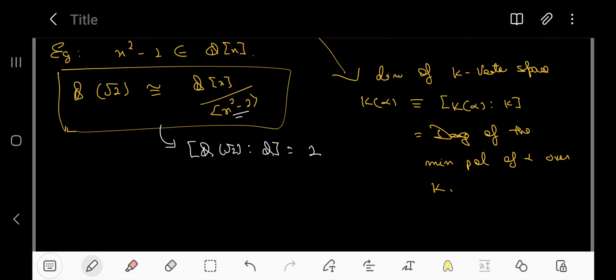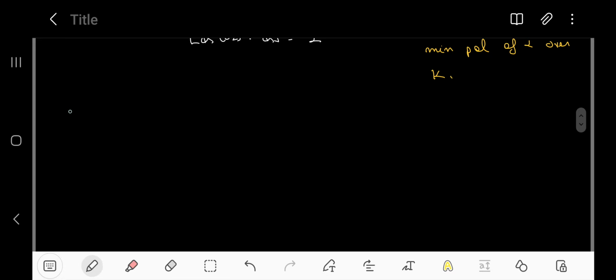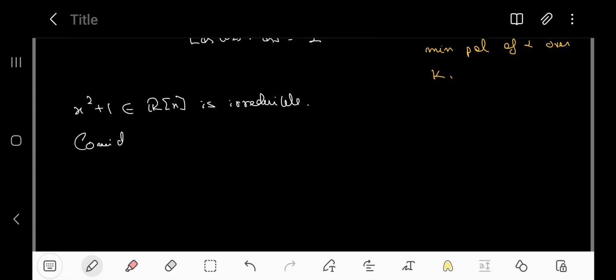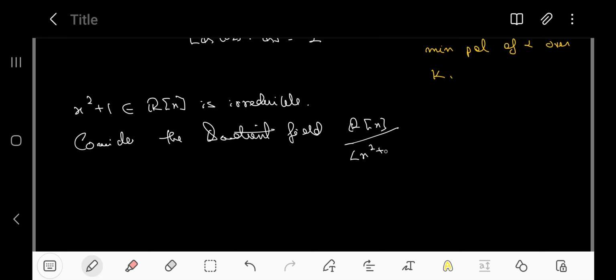So we extend this very concept because we have defined it for an arbitrary field, so we can obviously apply it to R. So x square plus 1, which belongs to R[x], is irreducible, right? So consider the quotient field R[x] over x square plus 1. Clear?